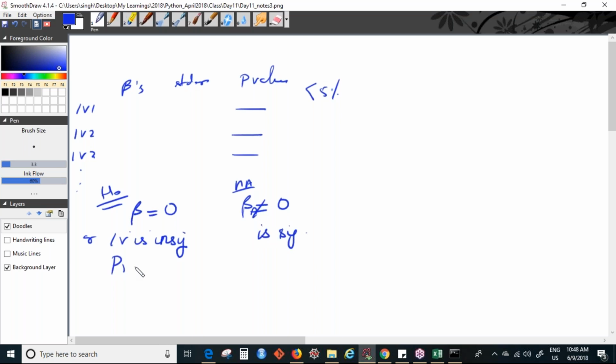Then you find the p-values. Now here we use a z-test to find the p-values. In case of logistic regression, we use a z-test to find the p-values, and in linear regression, we use the t-test. We have already covered what a z-test and what a t-test is.